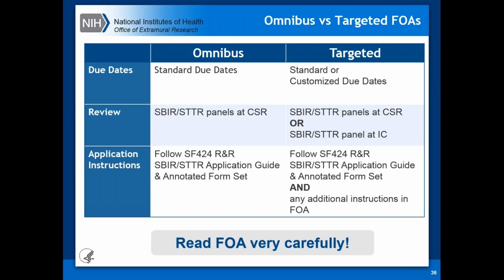Under the targeted FOAs, review is either handled by panels at CSR, or it could be an SBIR/STTR panel at the institute or center. With respect to the omnibus and application instructions, you need to follow the SF424 R&R and the SBIR/STTR application guide and the annotated form set. For targeted FOAs, you would also follow the SF424 R&R, the SBIR/STTR application guide and annotated form set, and any additional instructions in the published FOA. So you need to read the funding opportunity announcement very carefully to determine what might be different.